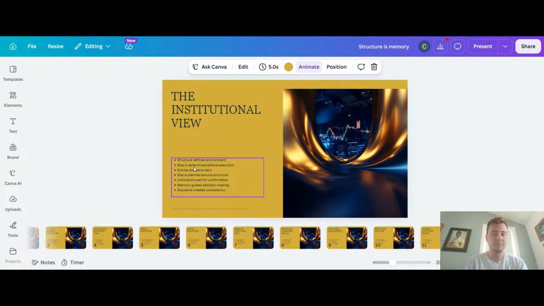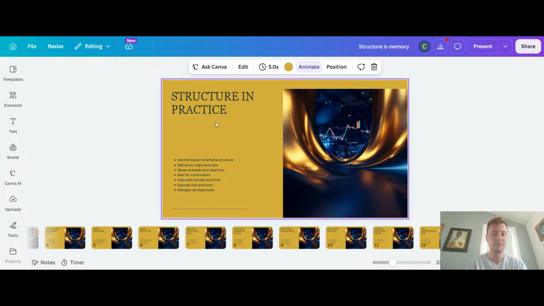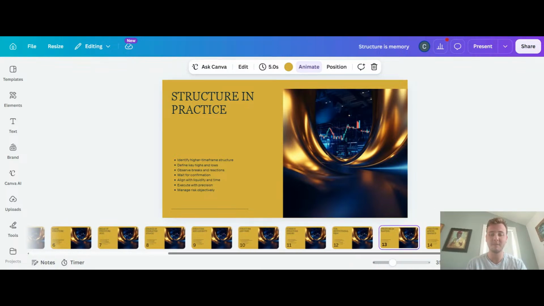Structure defines environment. Bias is determined before execution. Entries are secondary. Risk is planned around structure. Institutions wait for confirmation. Memory guides decision making. Discipline creates consistency. Structure in practice: identify higher time frame structure, define key highs and lows, observe breaks and reactions, wait for confirmation, align with liquidity and time, execute with precision, and manage risk objectively.